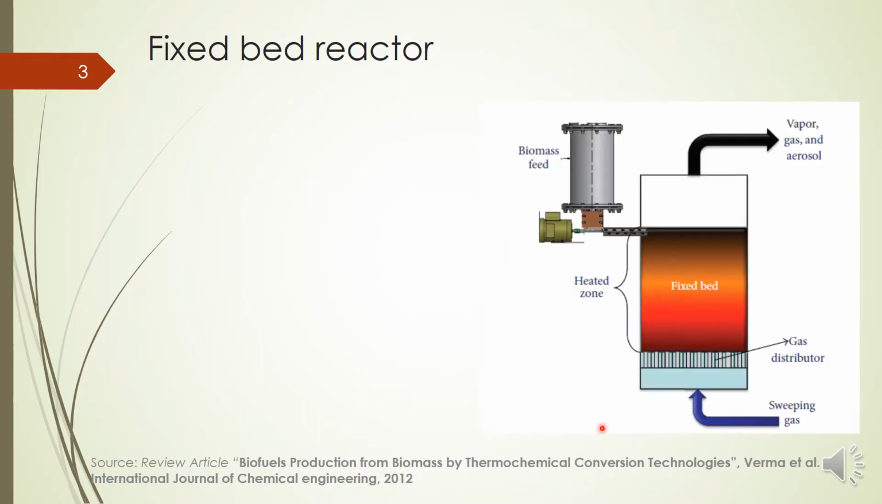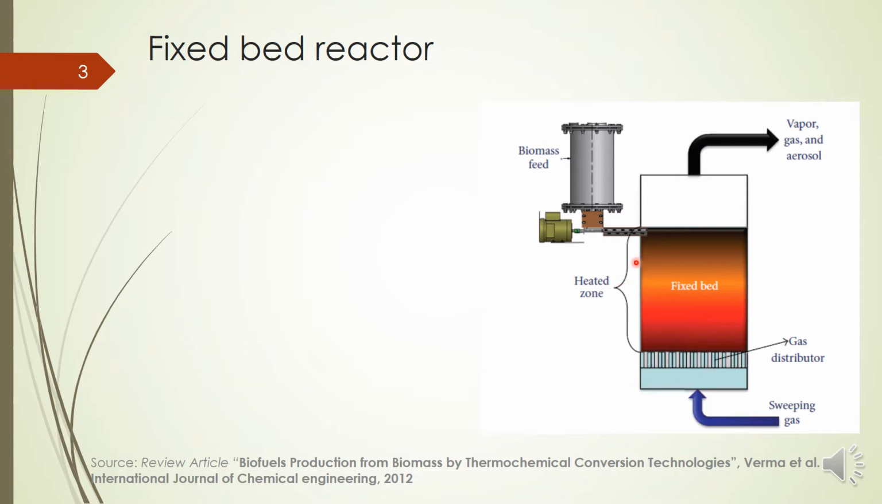This is the design of a fixed bed reactor, similar to a fixed bed gasifier and fixed bed combustor, except that we have an external heat supply here. An inert gas is required because pyrolysis is carried out in the absence of oxygen. We have to purge the reactor with inert gas, normally nitrogen. That gas will be passed through this fixed bed continuously, and these are the distributors.